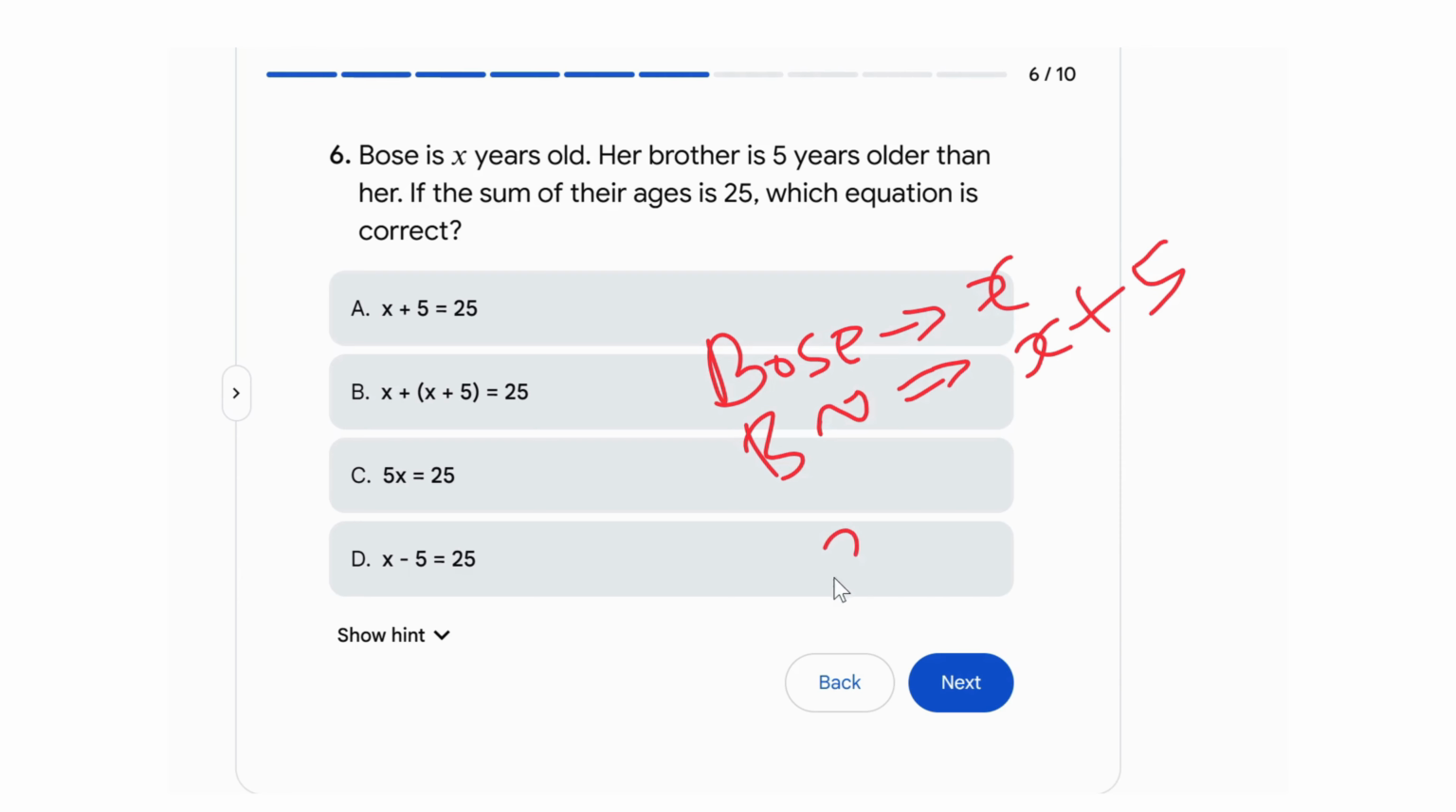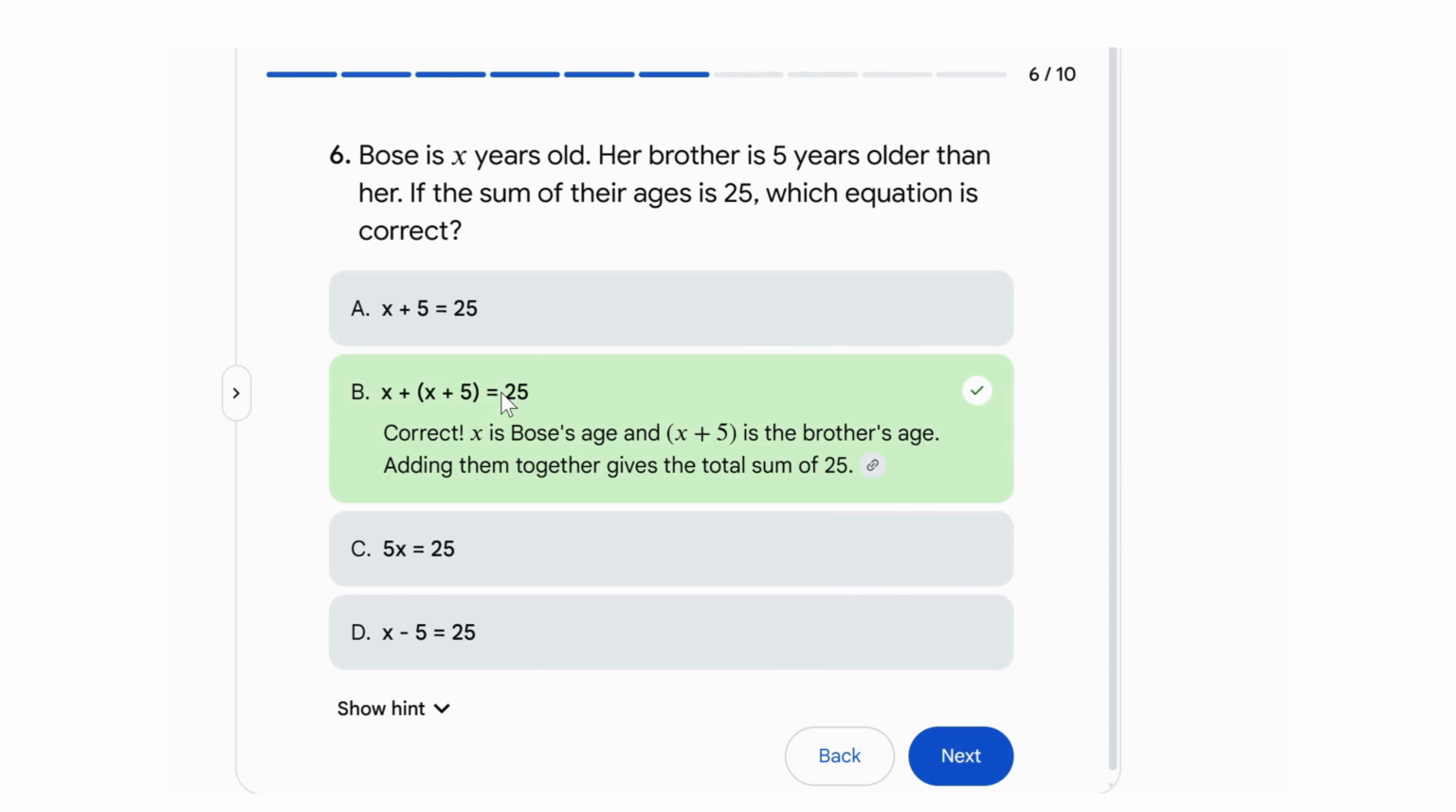That will be x plus the brother's age, x plus 5, equals 25. So that will be x plus, in brackets, x plus 5 equals 25. That's just B. That's correct. X is Bosse's age and x plus 5 is the brother's age. So adding them together gives the total sum of 25.